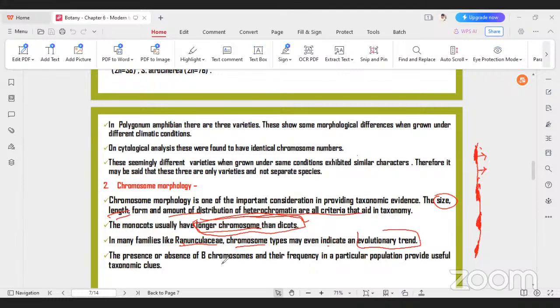The presence or absence of B chromosomes, mainly in plants only. B chromosome presence and its frequency in a particular population provide useful taxonomic clues.